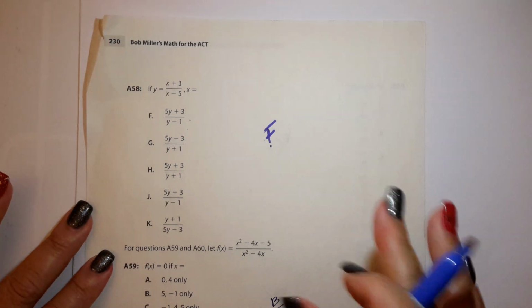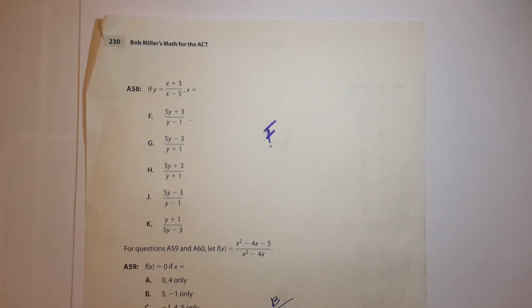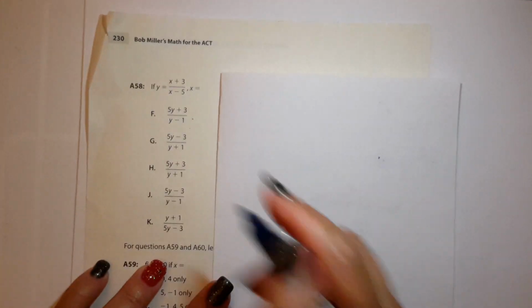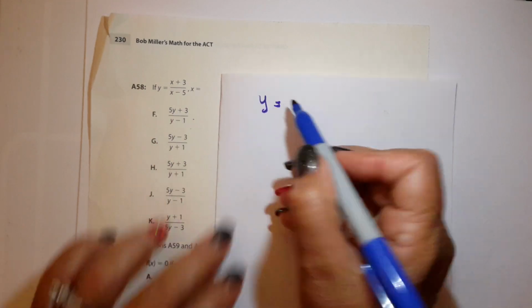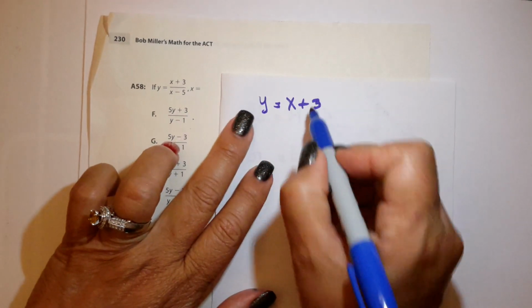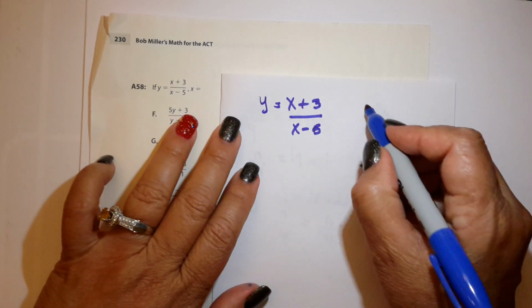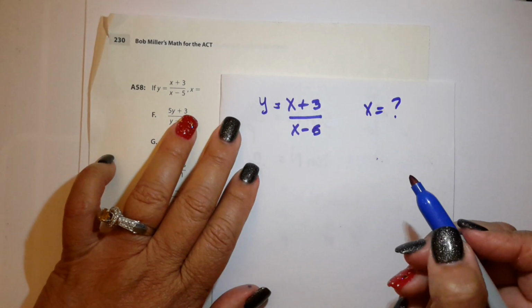I am very close to the end. I am going to be solving problem 58, which says that y equals x plus 3 divided by x minus 5, and they want you to find the value of x. We have a problem here.